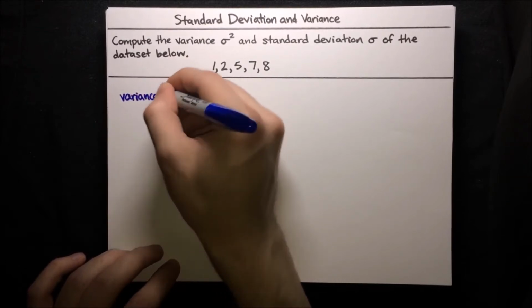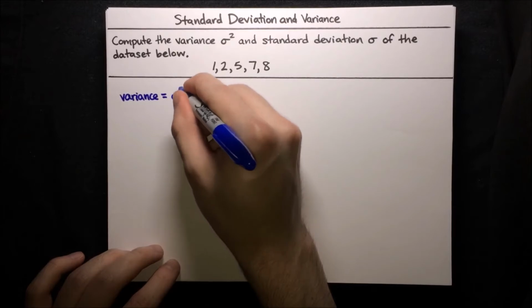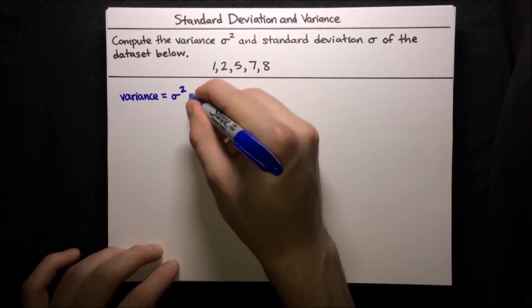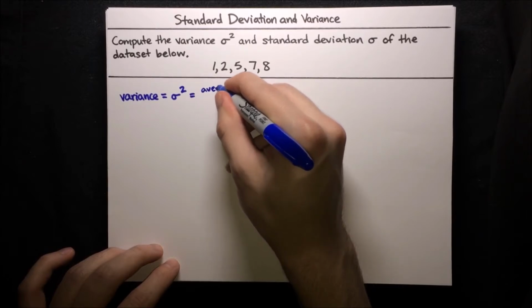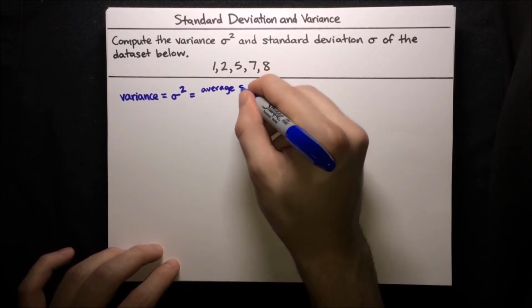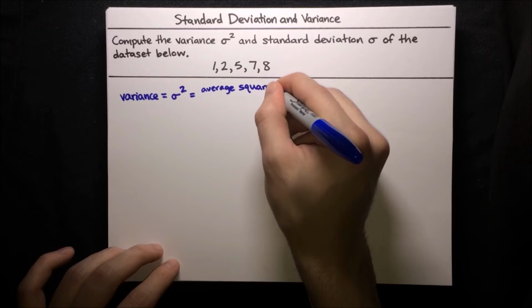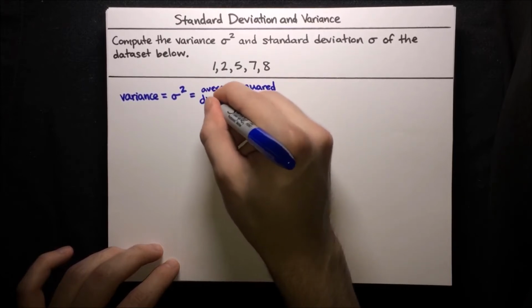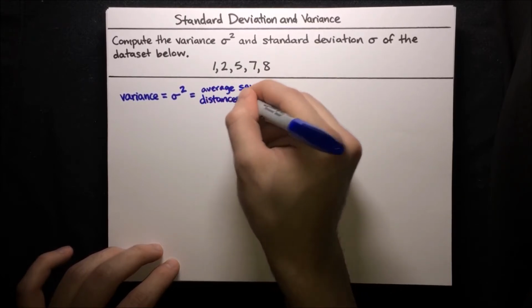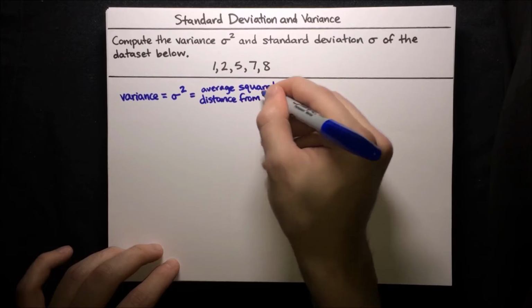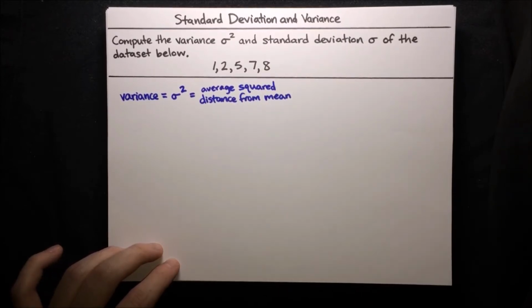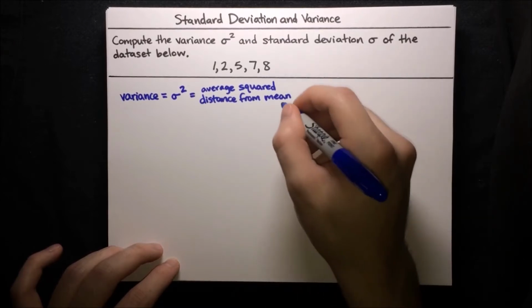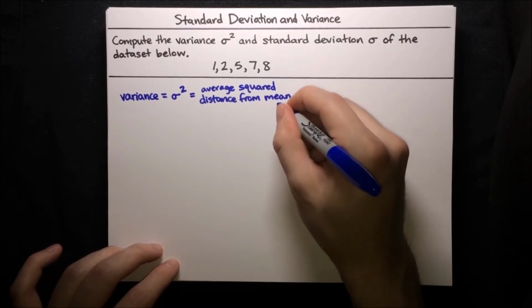Variance, in other words, sigma squared, that's the symbolic notation for it, that's equal to the average squared distance from the mean of the data. Our first step to calculating the variance is to calculate the mean. Let's do that over here.